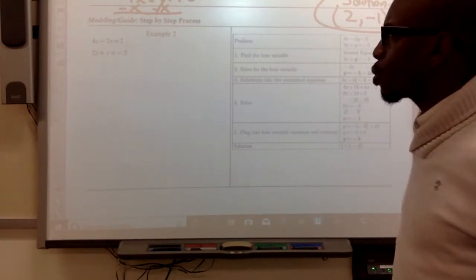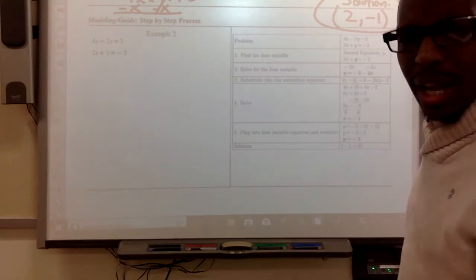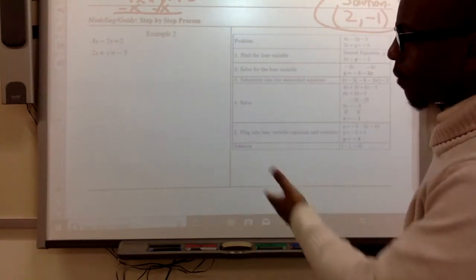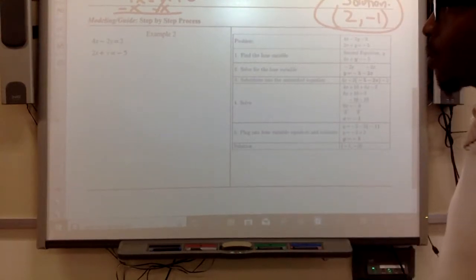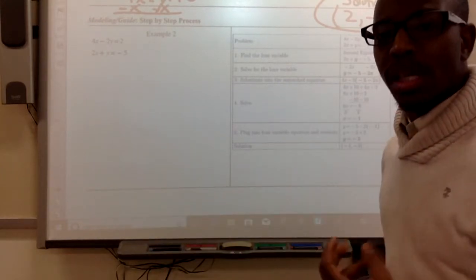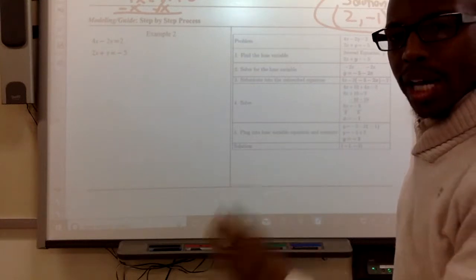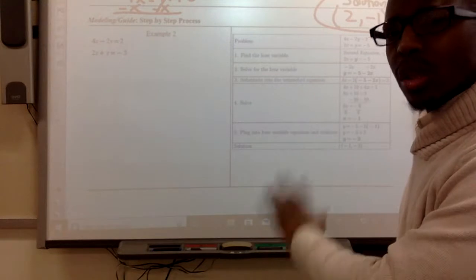So for example number 2, they don't give me y equals in both of these equations. They're not written in slope-intercept form. They're written in more of a standard form, like 4x minus 2y equals 2. In this case, I need to be able to get a variable by itself. In order for me to use substitution, I need to have either x equals something or y equals something. It doesn't only have to be y equals something. It could be x equals something as well.